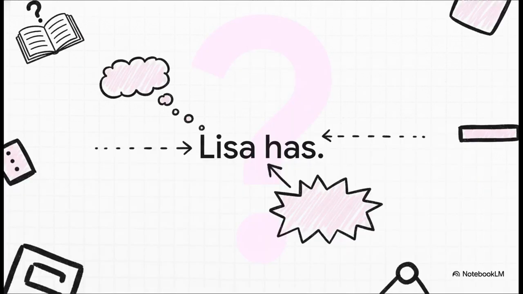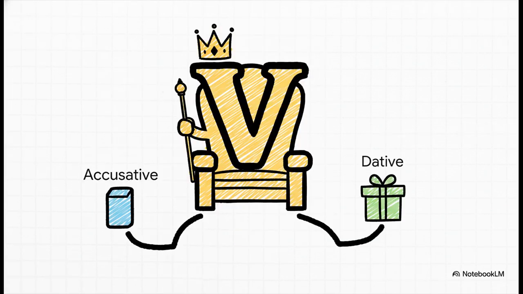Okay, look at this sentence. Lisa has. That's it. It feels, well, incomplete, doesn't it? Like it's just hanging there. You can feel that a piece of the puzzle is missing. Exactly. Your brain immediately asks, has what or whom? And that question, that is the absolute key to everything.